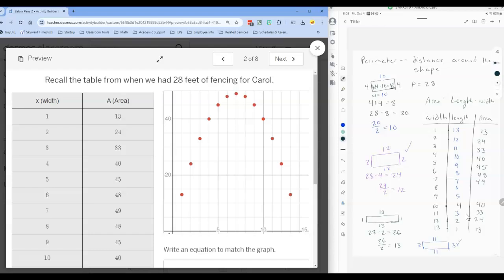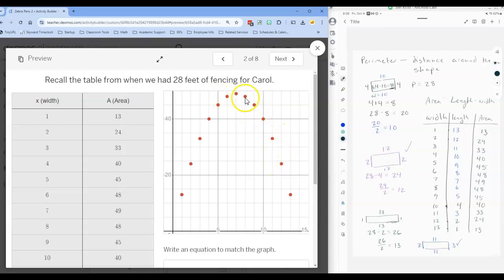You are, of course, welcome to use a calculator for any of this. 8 times 6 is 48. 9 times 5 is 45. So we see this pattern where the area is going up, up, up, up, up, all the way to 49, and then it starts going down, and we have this symmetrical pattern where it's the same numbers on both sides. So this is reflected in this graph that we see over here in this parabola shape.